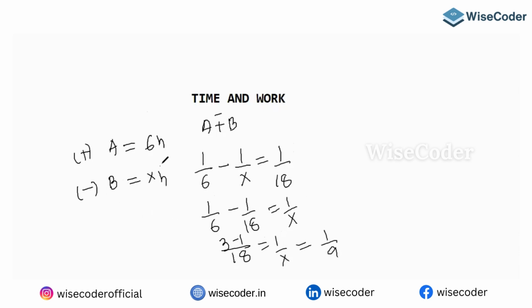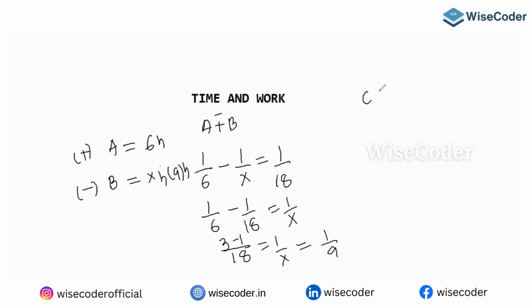So what is B technically? 9 hours. Tap B's capacity is 9 hours. But I want the capacity of the tank.